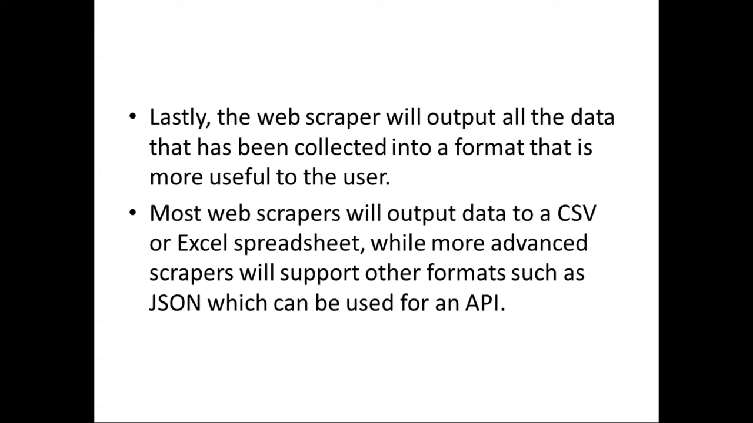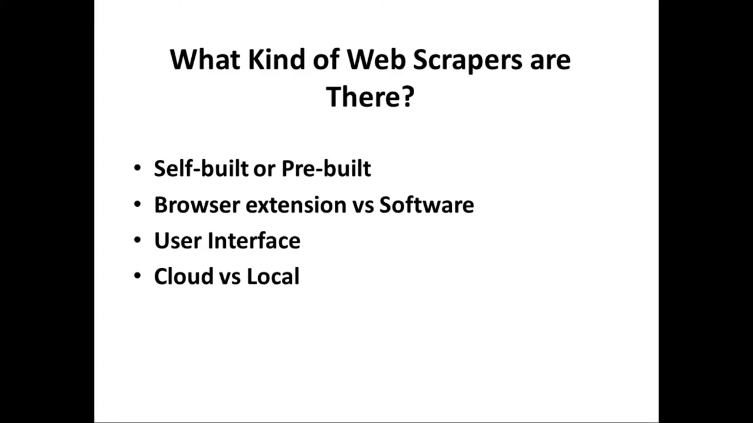So lastly, the web scrapers will output all the data that has been collected into a format that is more useful for the user. Sometimes they put it into CSV or an Excel spreadsheet, while more advanced scrapers will support other formats such as JSON, which can be used for an API. They directly use JSON for an API.